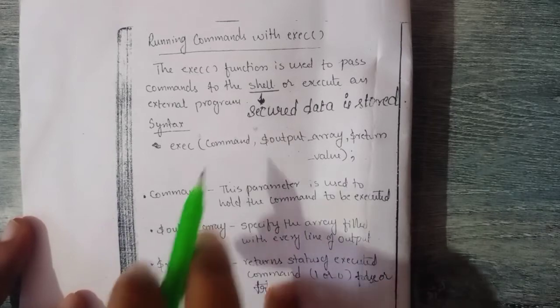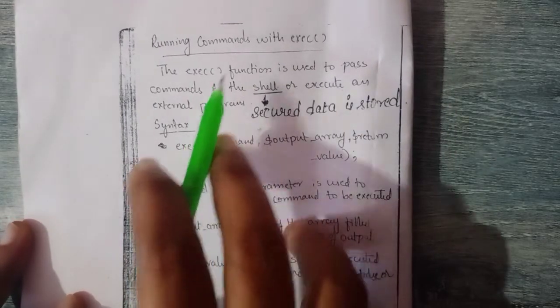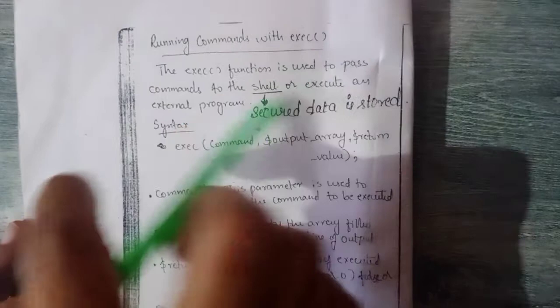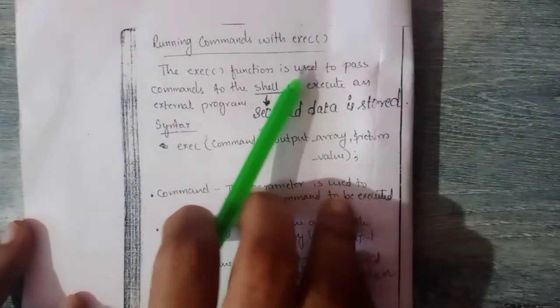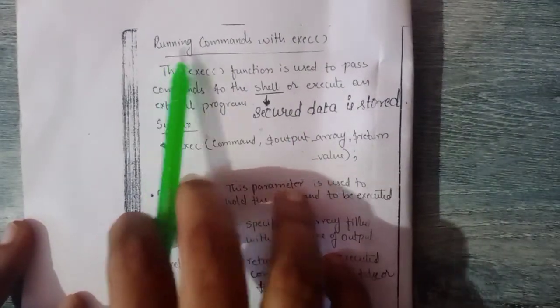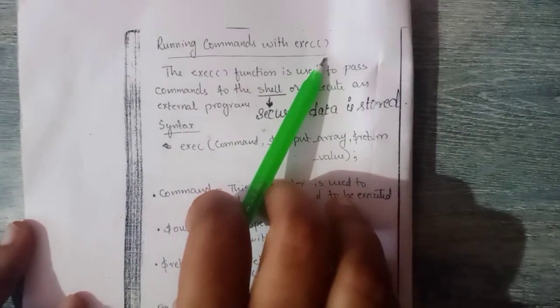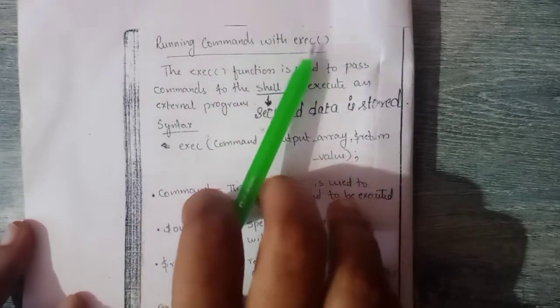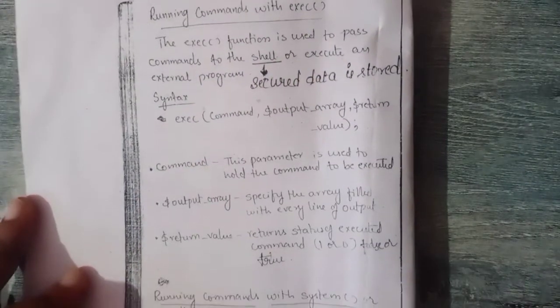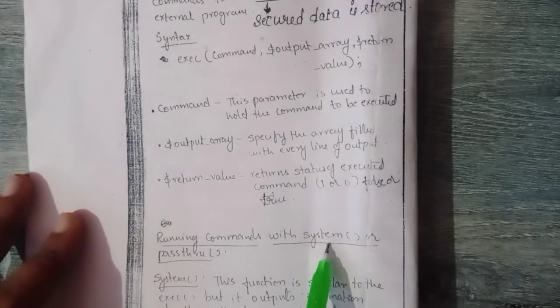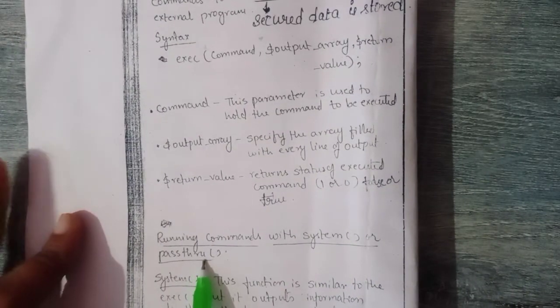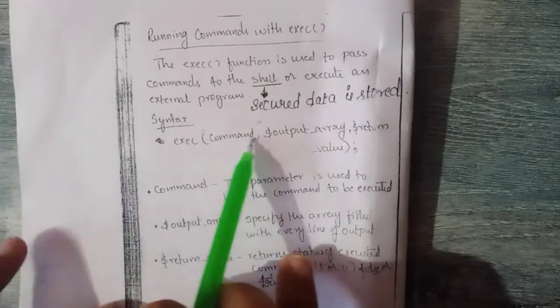We have specified that after opening the process we are giving command, comma, mode. Mode may be either read or write. Then for commands, we run them with the exec function. We can run these commands by using the exec function, or by using the system function, or by using the passthru function. I am explaining three functions: exec, system and passthru.